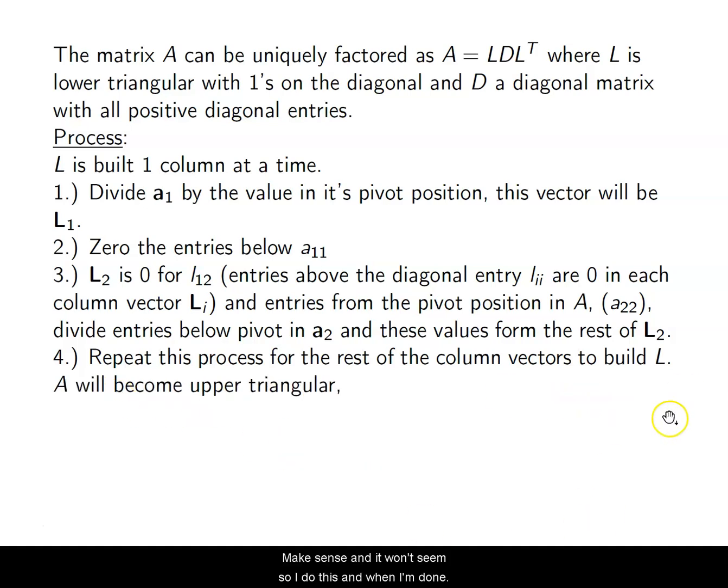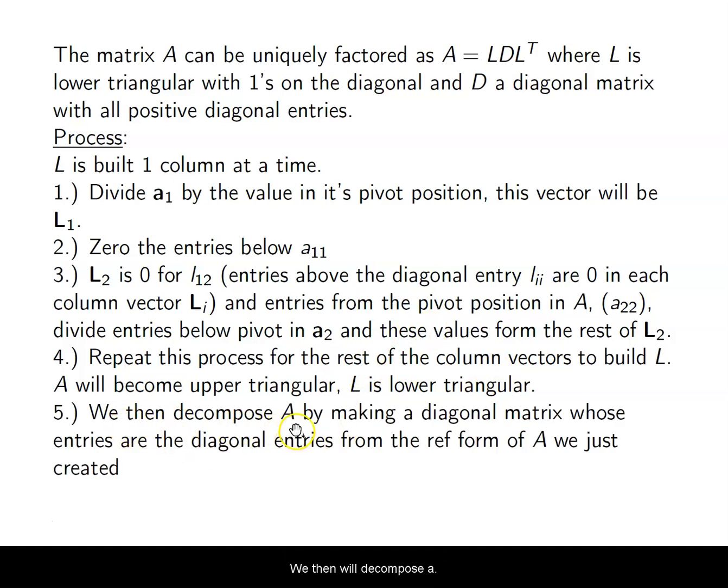So I do this, and when I'm done, the A matrix I have will be upper triangular. The diagonal entries will not be 1, okay, but it will be an upper triangular matrix. It'll be in reduced echelon form. My L matrix will be lower triangular, and its diagonal entries will be 1. Okay, so A will be upper triangular, and L will be lower triangular.